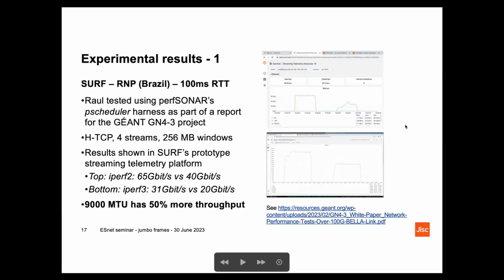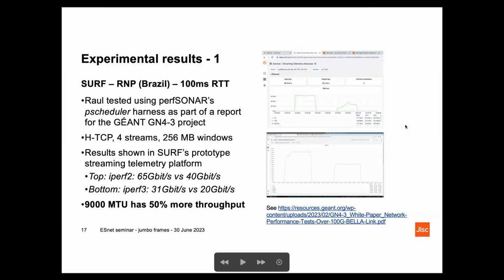This was from a perfSONAR server in the Dutch NREN to one in the Brazilian NREN RNP, so that's about 100 millisecond round trip time. One of the nice things there, as an aside, is that SURF were prototyping a streaming telemetry platform. So rather than just having the traditional 5-minute SNMP-like averages of utilization, we're seeing the exact throughput on almost a per second basis in these plots, which is very interesting, as you can see some of the ramp up, ramp down activities of the protocols there.